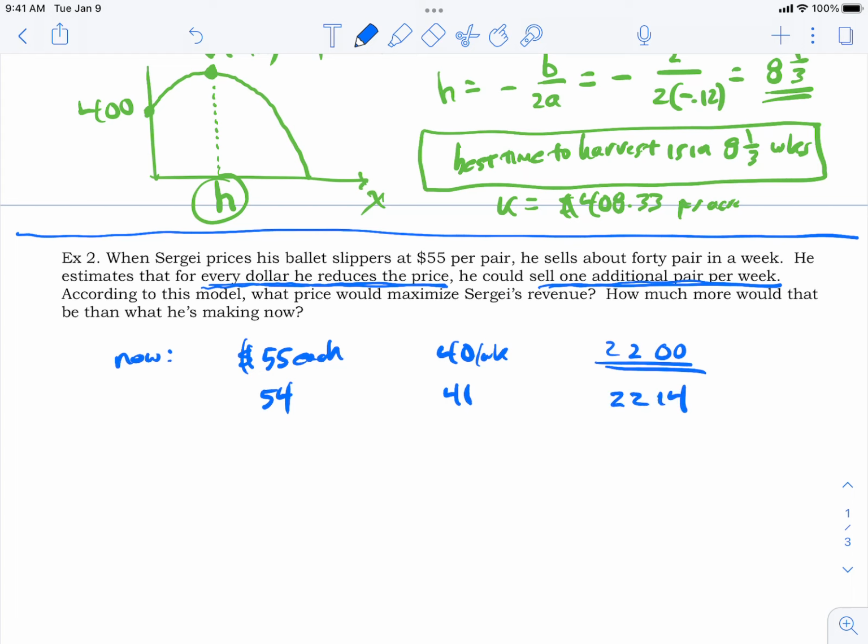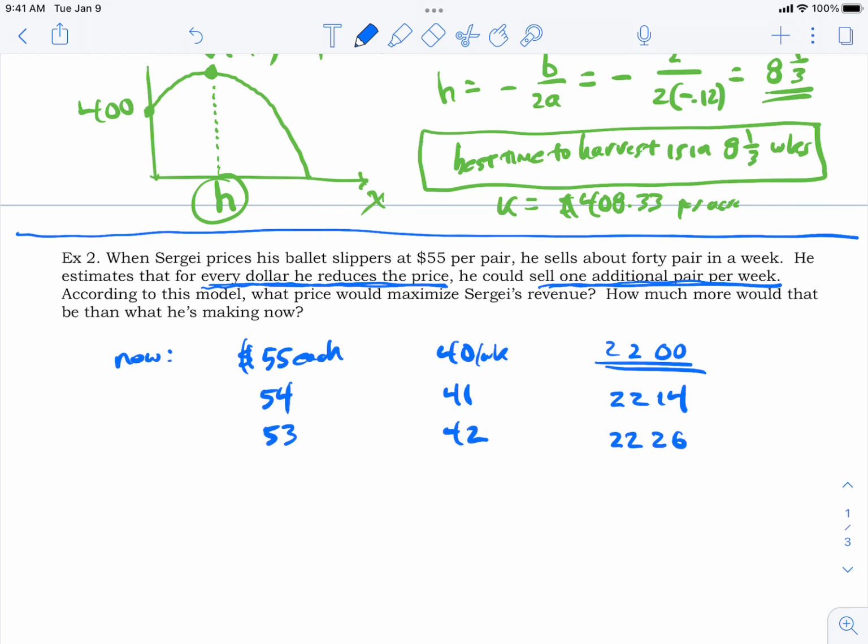Worth considering. Let's do that again. $53, 42. Right, so every time the price goes down $1, he's selling an extra pair. So this goes down, this goes up. So what's 53 times 42? Mr. Calculator says it's 2226. Oh my gosh, we're going up. We're still going up. Okay, cool.